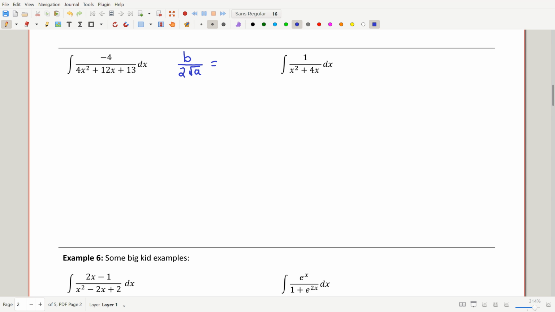So that's going to be, in this case, 12 over 2 root 4, which is 12 over 2 times 2, which is 3. And then our B over 2 square root of A, squared, which is what we're going to complete the square with, is going to be 9. So B over 2 square root of A represents the side length of one side of the yellow square, the 3 by 3 square that I have here in yellow. So squaring it tells me how many yellows I actually have.